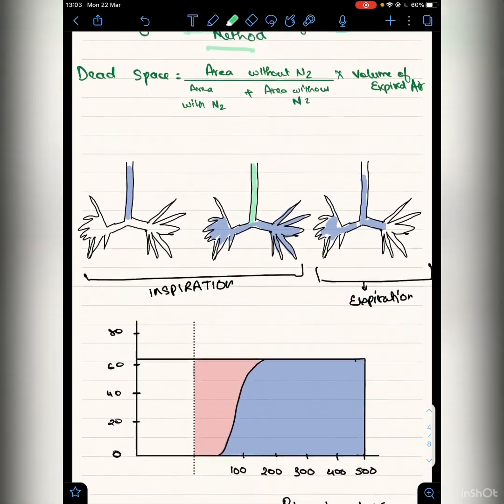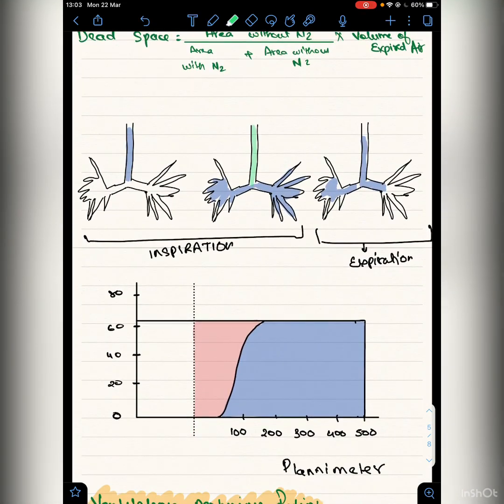Here you can see a graph on the screen. Along with that, I have drawn a diagram. Think of a person who is sitting normally and is asked to take normal breaths. After that the person is asked to take a sudden inhalation, and we supply the person with pure oxygen.